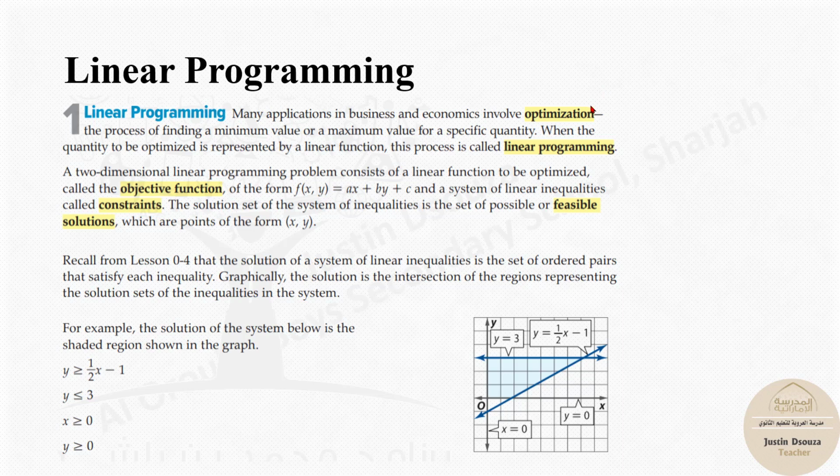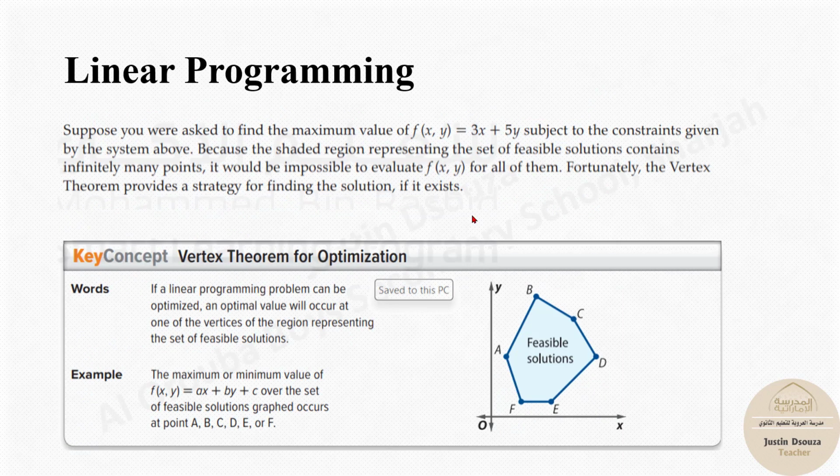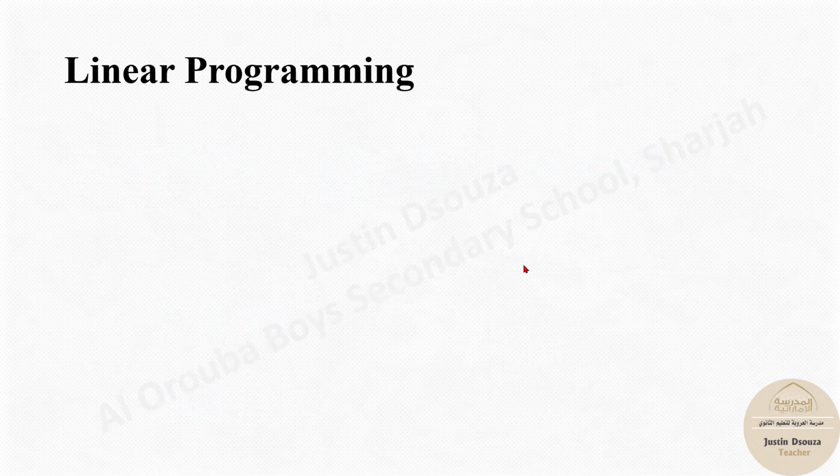Now we will look into a problem so you'll understand much better. Before that, feasible solutions are anything that's under this, but we find the vertices and plug them into the objective function and then get the most desirable optimum result.